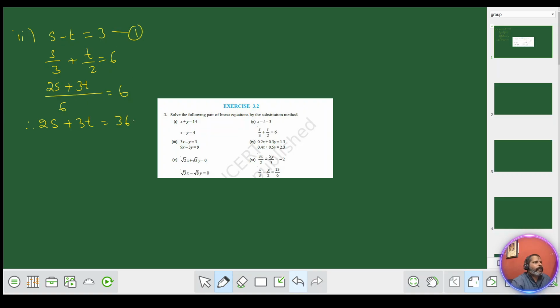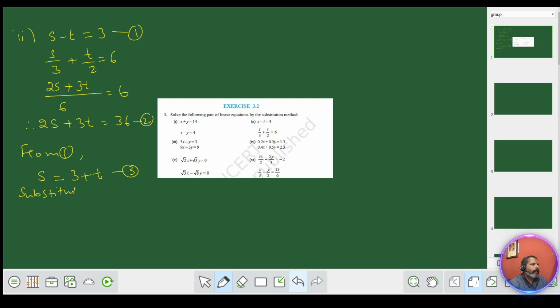So the first equation is this one, and the second is the altered one. You have to modify it now, otherwise later you would be taking the LCM. Instead of that, take it in the beginning. Now, from 1, s is equal to 3 plus t. You are transposing t to the right hand side. Call this 3. Now we put 3 in 2.